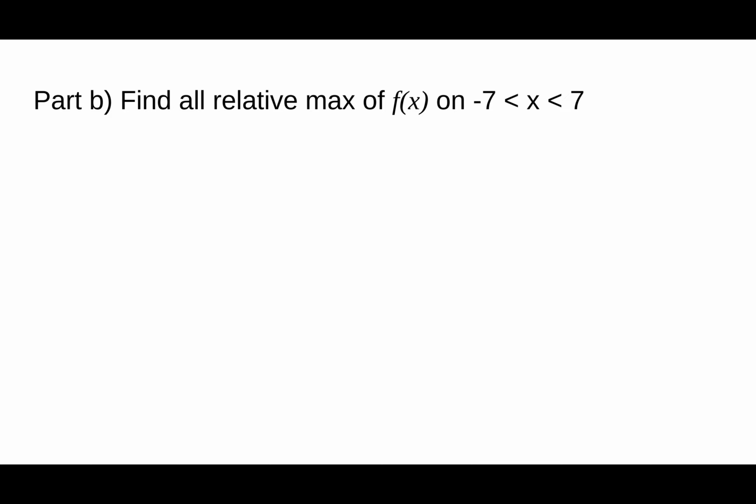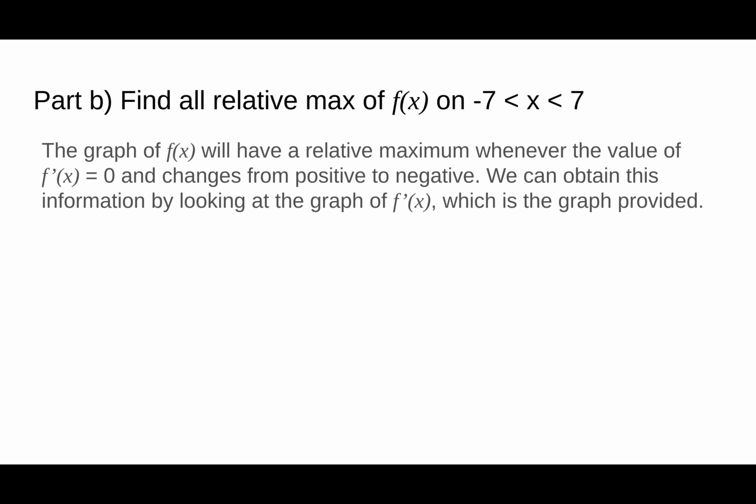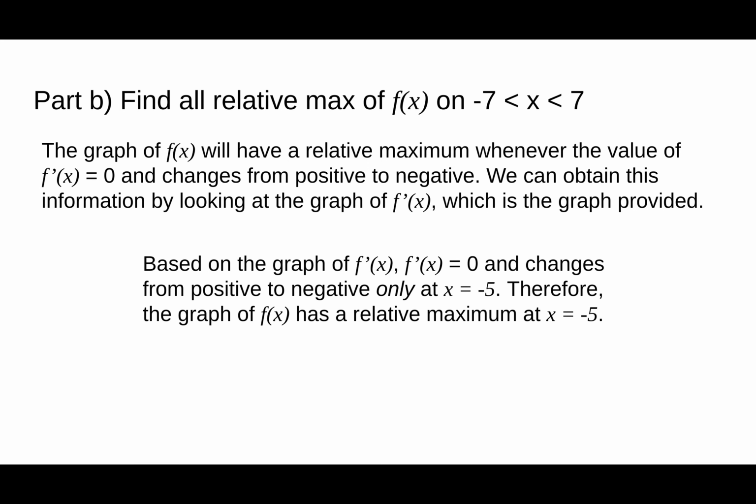Part B, find all relative maxima of f on the interval from -7 to 7. Same thinking. The graph of f will have a relative maximum whenever the value of f prime of x is 0 and changes from positive to negative. Again, we can obtain this information by looking at the graph of f prime of x, which has been provided. Based on the graph, f prime of x is 0 and changes from positive to negative only at x equals -5. So we can conclude that f of x has a relative maximum at x equals -5.